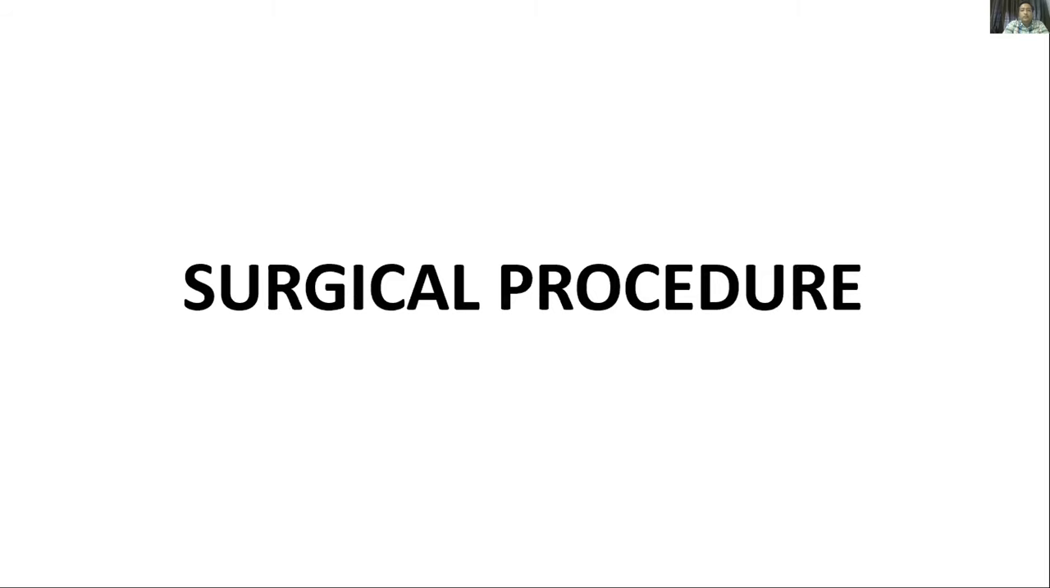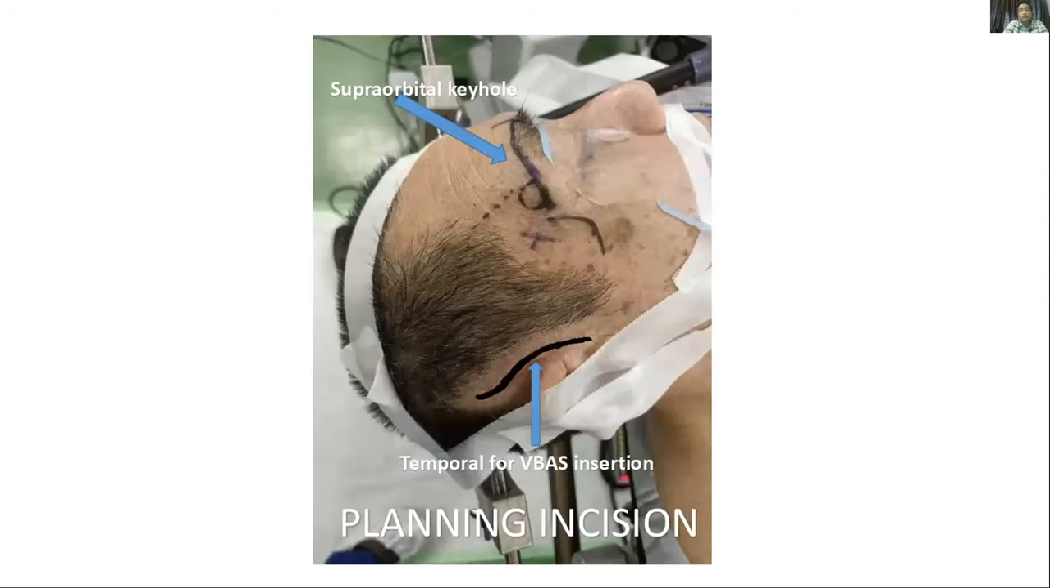But certain lesions require multiple approaches. So we decided to do an endoscopic approach in this patient, but this tumor was so extensive that it could not be removed with a single approach. So we decided to use an endoscopic approach through the supraorbital keyhole, as well as through the temporal area, through the middle temporal gyrus, using a ViewSite brain access system. So this is the position of the patient, and you can see our incision marks.